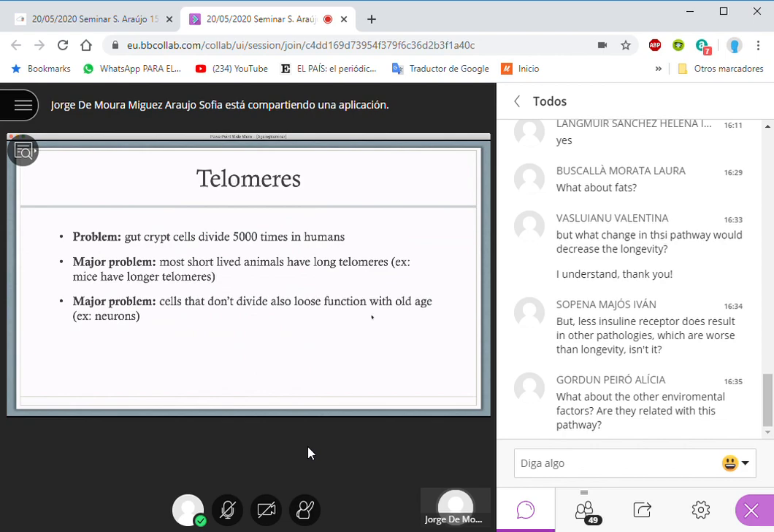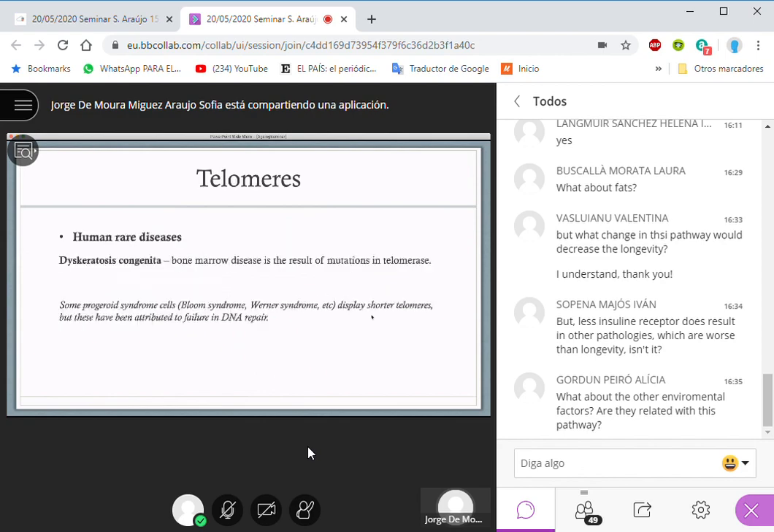And this is one of the important problems with neurodegeneration. Neurons are not dividing, and they're losing function with age. So the whole problem with aging cannot be just telomeres. Of course, telomeres are a part of aging, but not the whole story. So it's not the holy grail as people thought at the beginning.